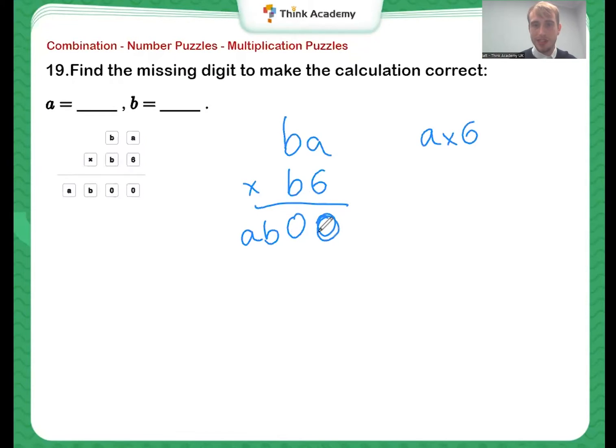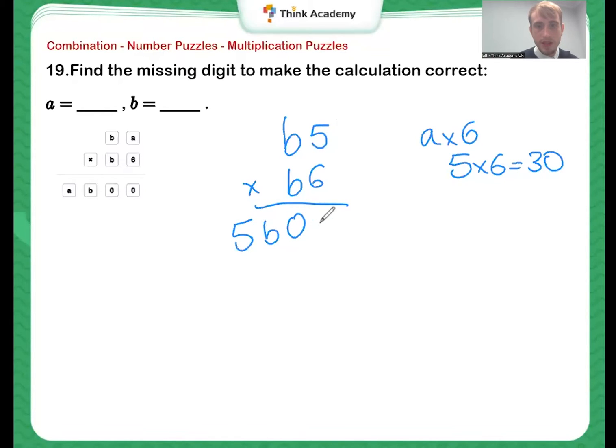Okay, and you're going to get an answer which ends in 0. You need to ask yourself, what multiple of 6 ends in 0? Go through your 6 times table, think about them. There's only one, okay? And it gives you 5 times 6, which is 30. So you know that A is 5. So I'm going to replace those A's with 5s now. So now, oh, that was a 6. That was a 5, and that was a 0.